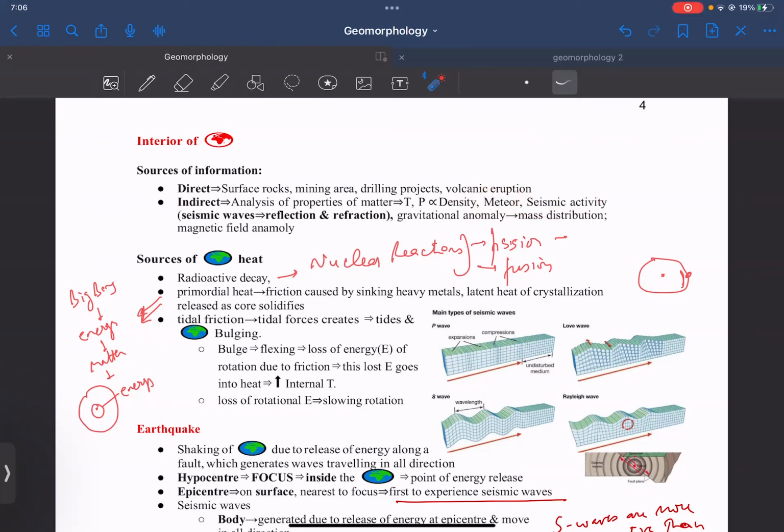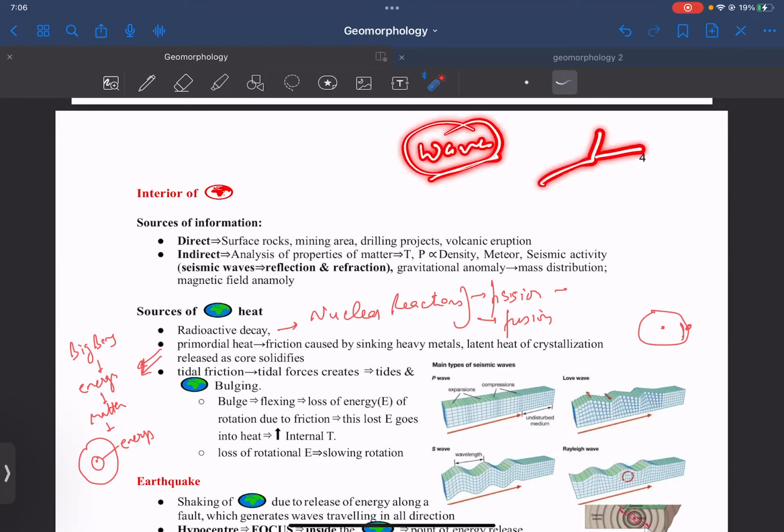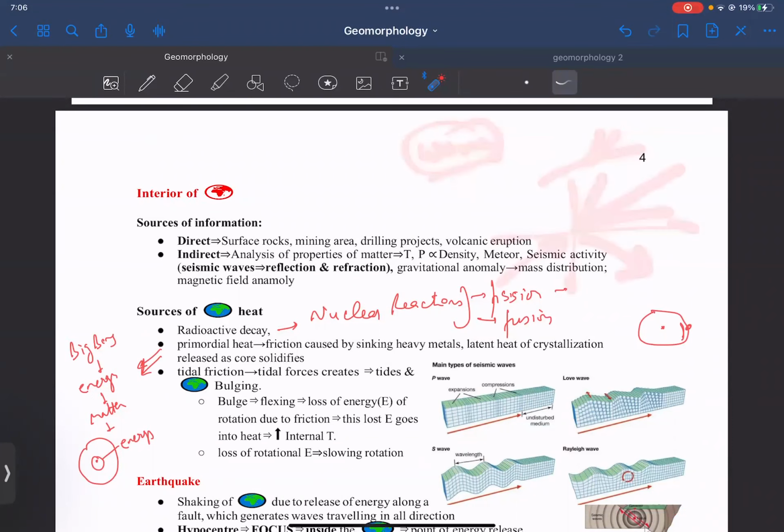In seismic activity, waves show three kinds of properties. First is reflection and refraction. When there is a change in the density of the medium, the direction of the movement of the waves changes. Either they refract, moving towards the normal or away from the normal, or they get reflected. This is the basic idea. Then their speed depends on the density: the more the density, the more the speed.